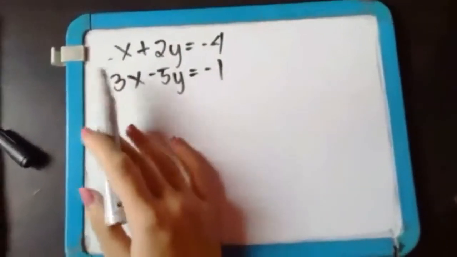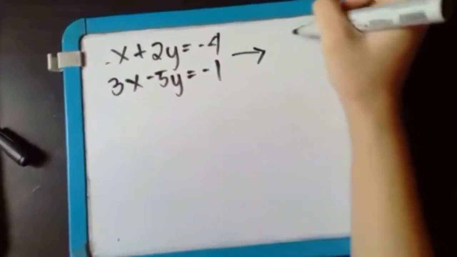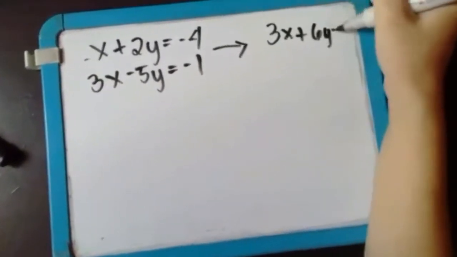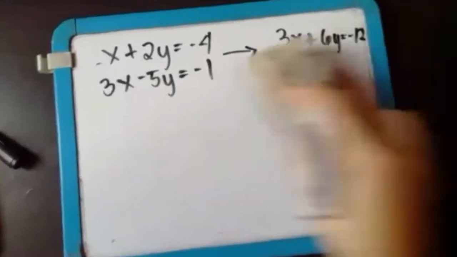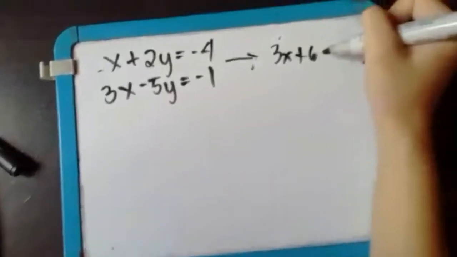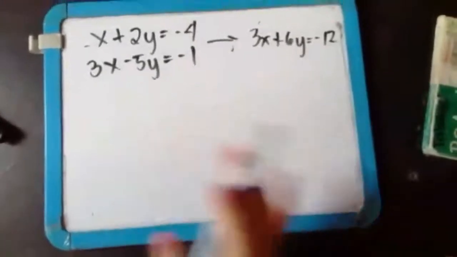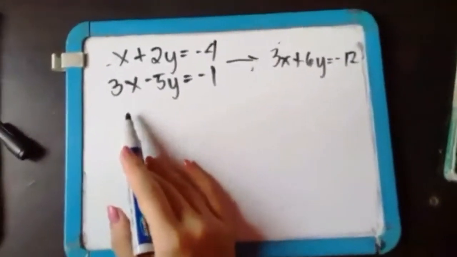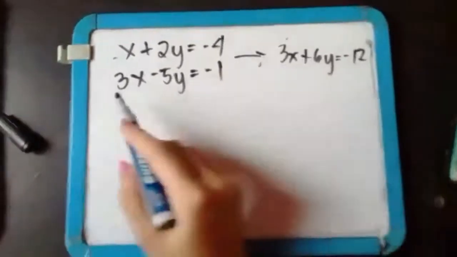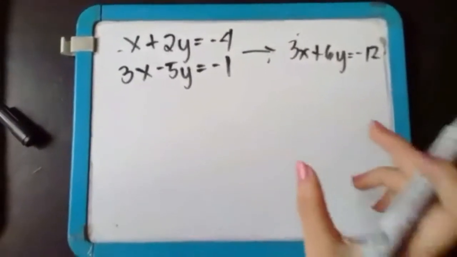This entire equation, we're going to multiply it by 3, so it will become 3x plus 6y equals negative 12. I'm just going to repeat it because you cannot see it clearly. 3x plus 6y equals negative 12. I multiplied it by 3 so that it will be balanced and we can easily eliminate x because 3x and 3x are the same. So if we subtract them both, the difference will equate to 0.